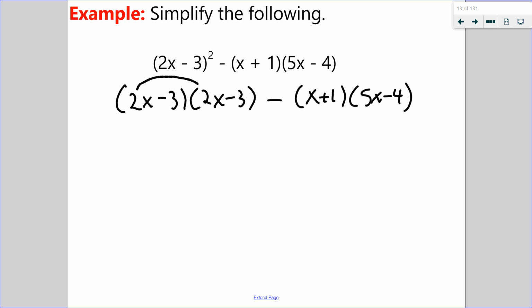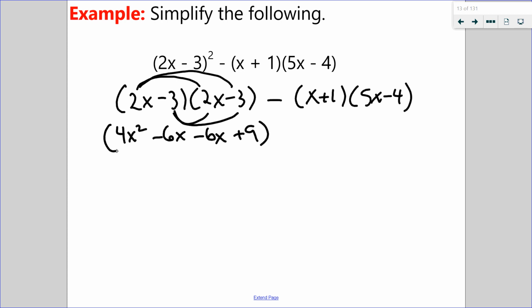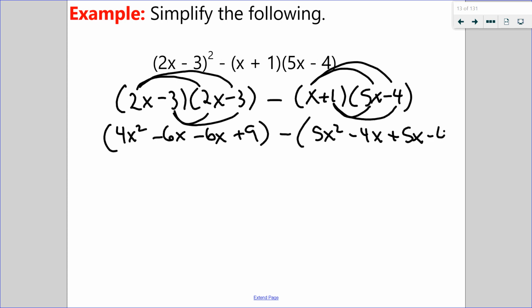So 2x times 2x, 2x times negative 3, negative 3 times 2x, and negative 3 times negative 3 is positive 9. That is my first product. Subtract, let's look at my second product. X times 5x is 5x squared. X times negative 4, negative 4x. 1 times 5x, and 1 times negative 4. I like to do my rainbow as I go. So as you draw one, write down the product.